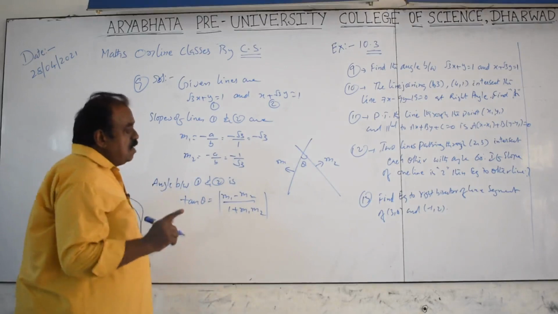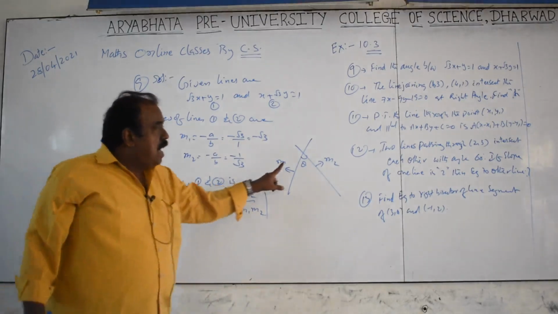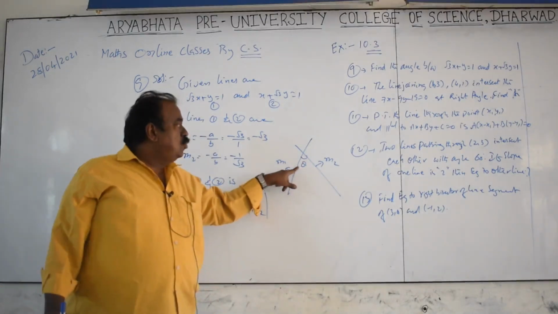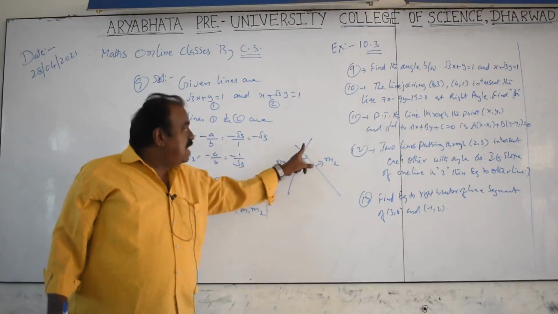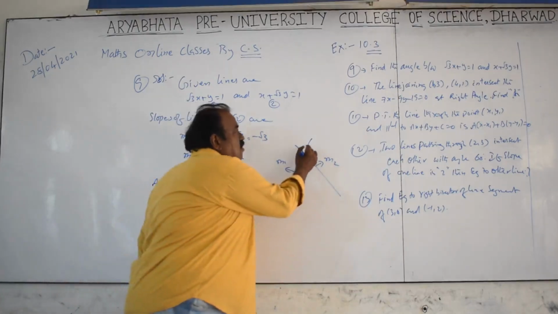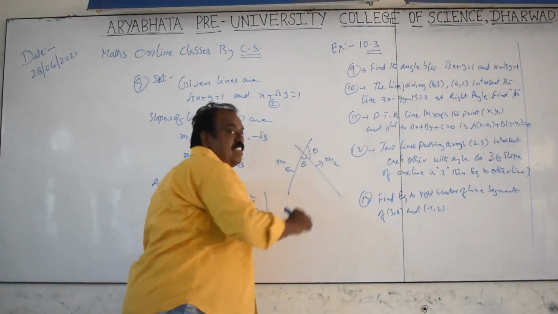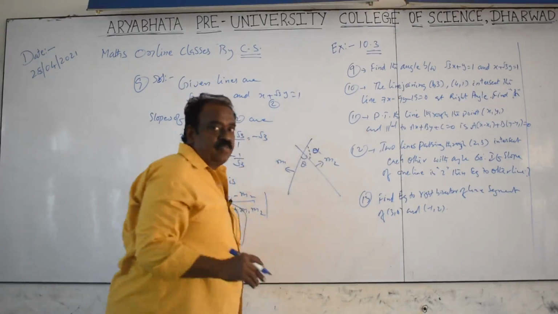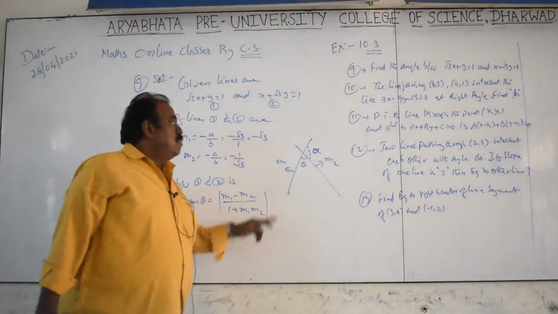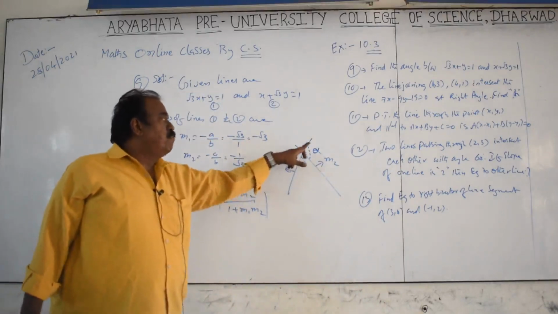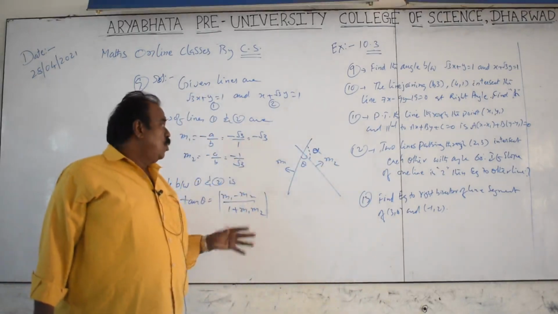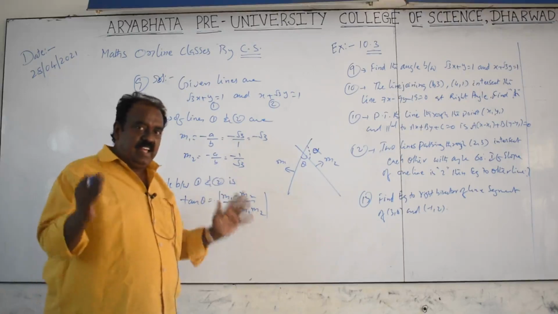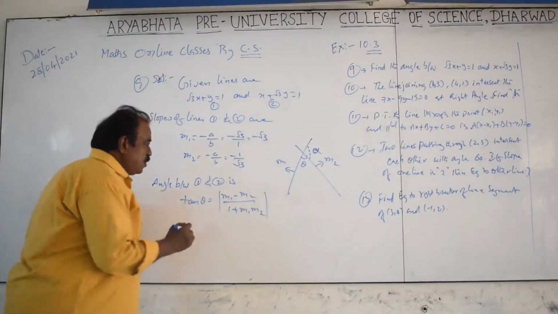Because the angle between two lines is there internally, and externally also. Here also, isn't it? Say it is theta, let it be alpha. Both are different, but both are supplementary angles. So that is why you have to put it in modulus.